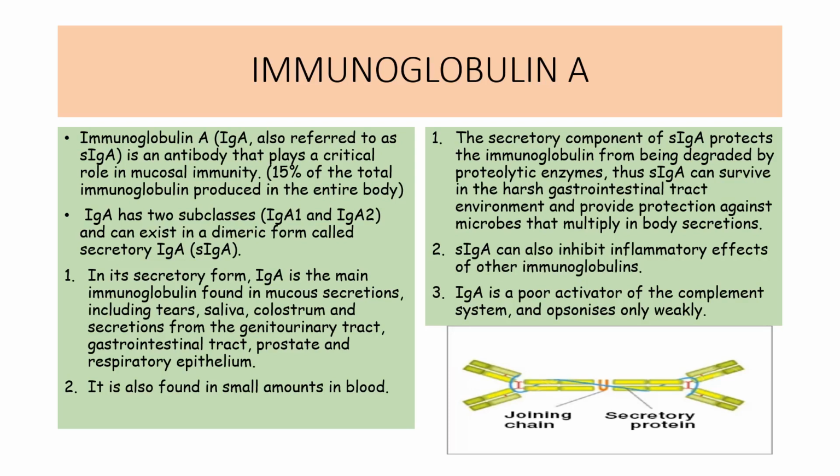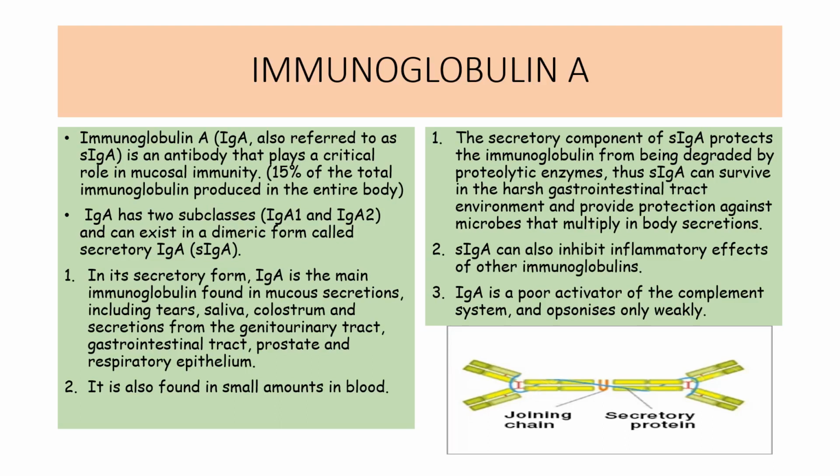IgA has two subclasses, IgA1 and IgA2, and it can also exist in dimeric form called secretory IgA, that is SIgA. In the secretory form, IgA is the main immunoglobulin found in mucosal secretions like tears, saliva, colostrum, and secretions from the genitourinary tract, gastrointestinal tract, prostate, and respiratory epithelium. It is also found in small amounts in the blood.